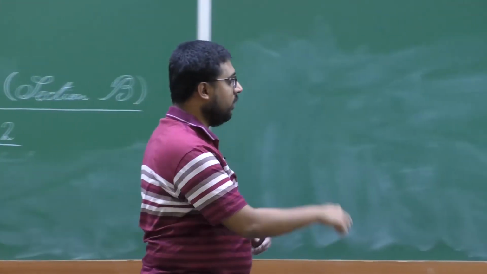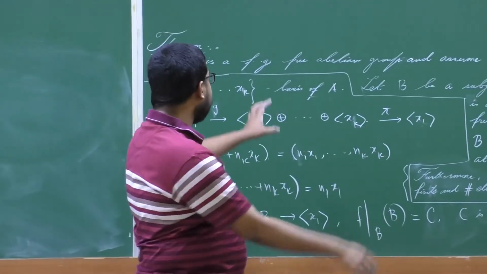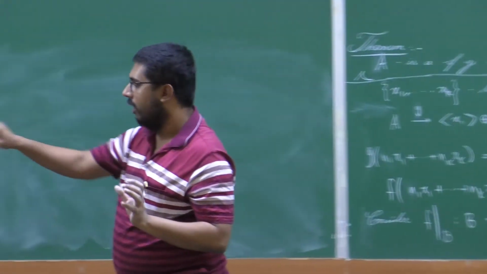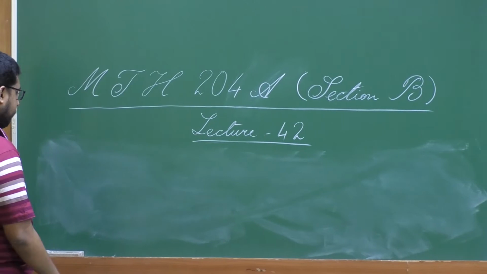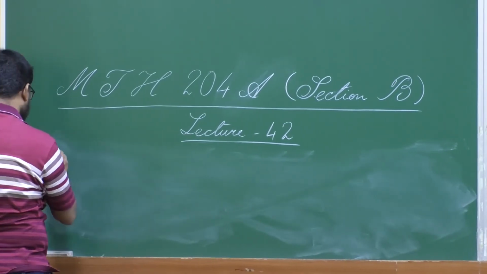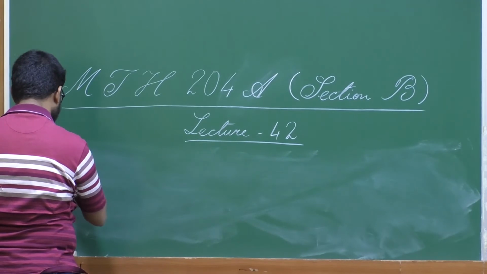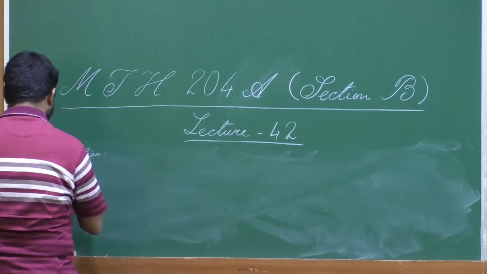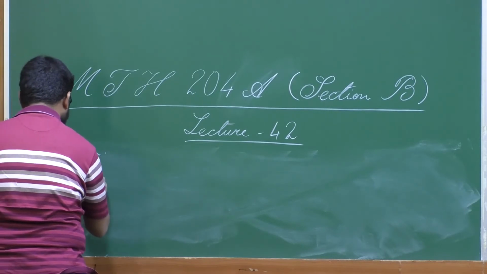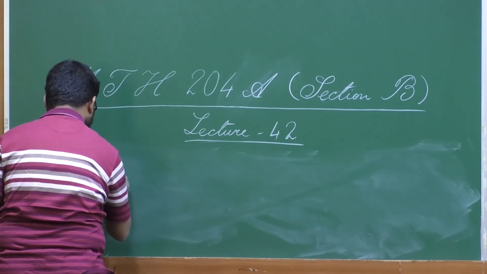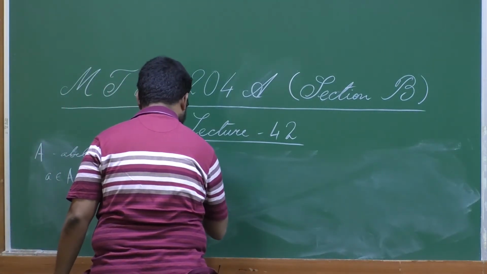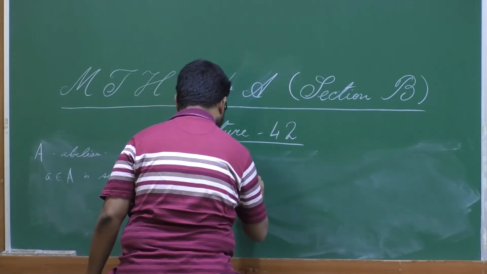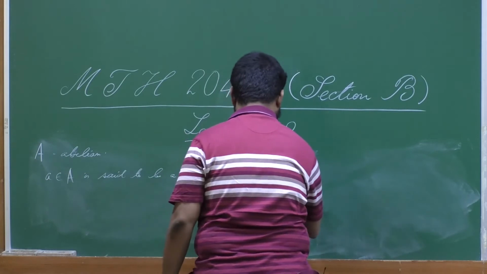As I said, my aim is to prove the structure theorem for finitely generated abelian groups. We have already proved it for finite abelian groups. So one thing is clear, that a finite abelian group is okay. I will do that. Let me go step by step. So let A be an abelian group. An element a in A is said to be a torsion element if it has finite order.